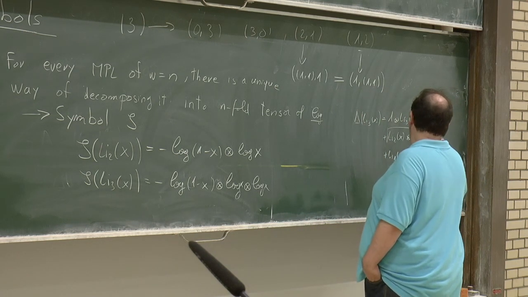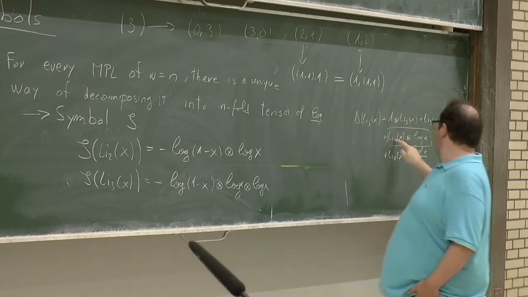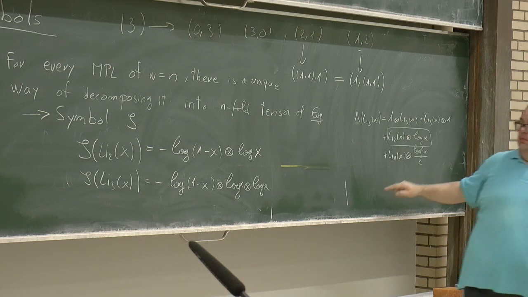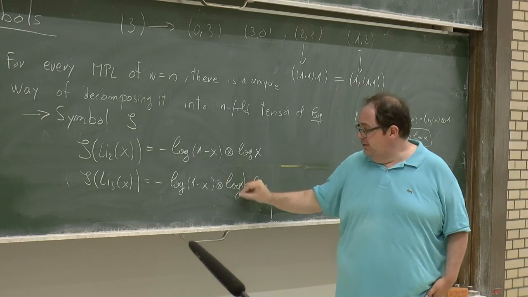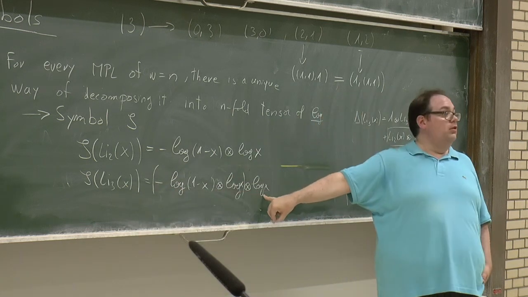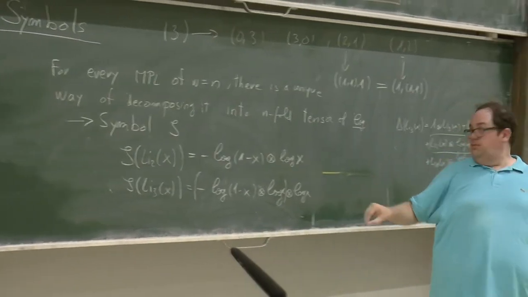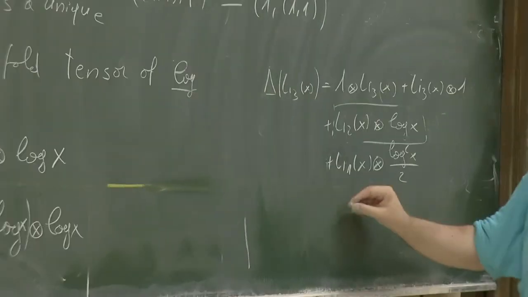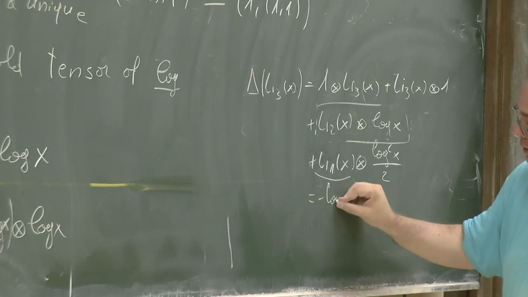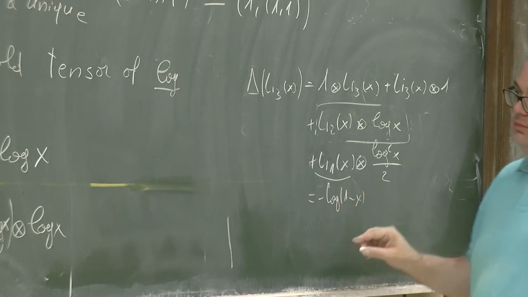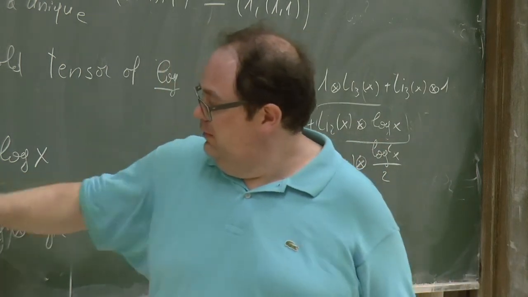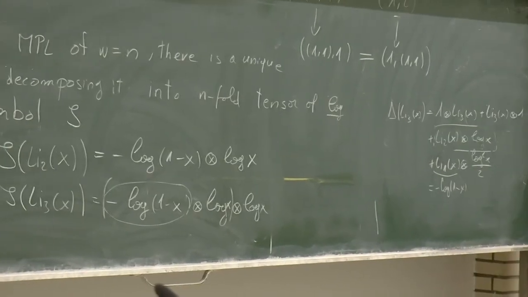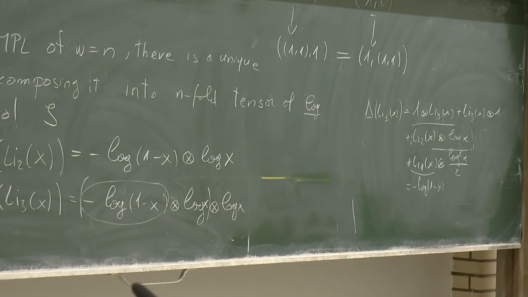So take, for example, this one. This would be weight 2, weight 1. And now you break the Li2. You plug in this, so you see here Li2 tensor log. Or you see Li1. Li1, remember, is minus log 1 minus x. This is this term, tensor log x, which comes from 1/2 log squared x. So the symbol is the maximal way of breaking things apart.